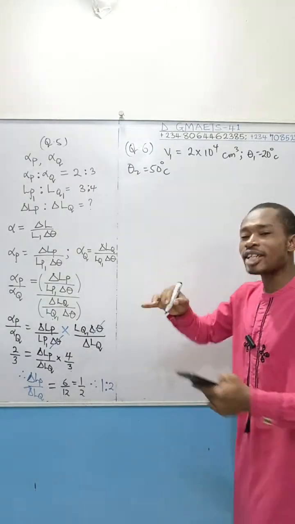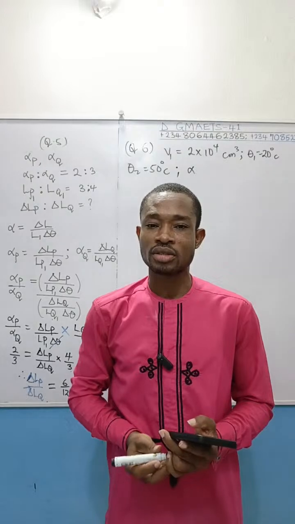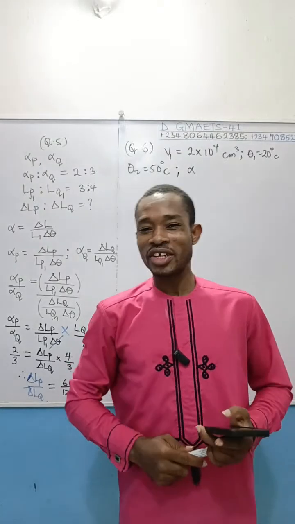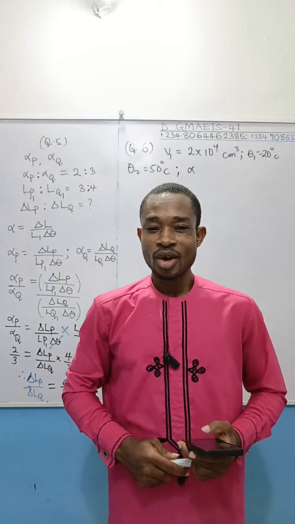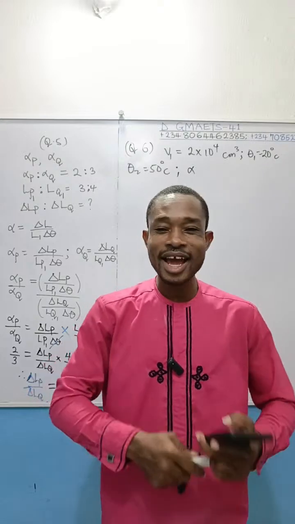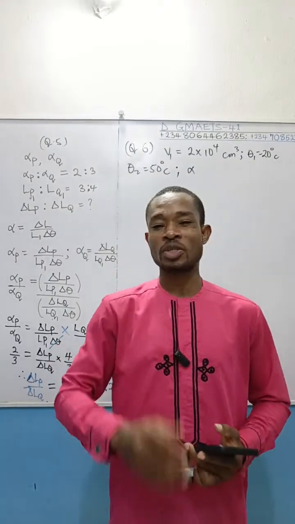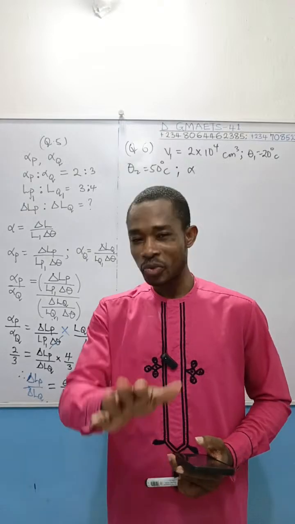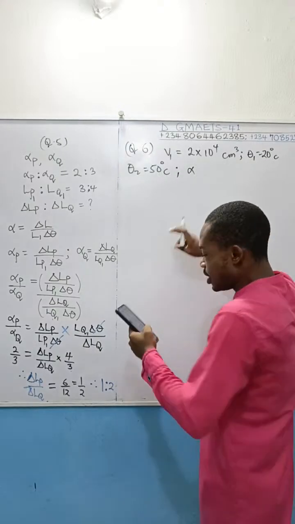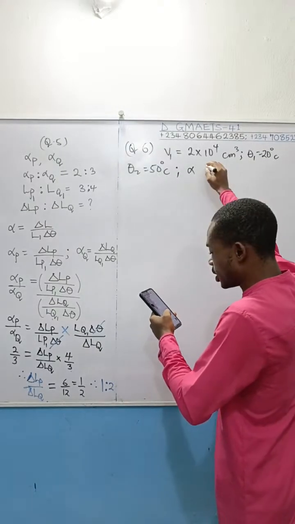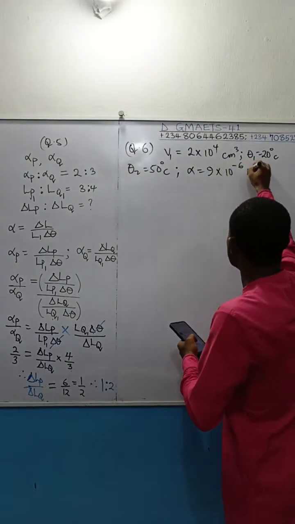If the linear expansivity of the glass is... we are given the linear coefficient of expansion, not the cubic expansivity. What the examiner gave to us is the linear expansivity. Sadly, this question is based on volume or cubic expansivity. But don't worry, we are going to deal with it. It's 1 plus 1. Now the linear expansivity, coefficient of linear expansion, is equal to 9 times 10 to the power of minus 6 per Kelvin.